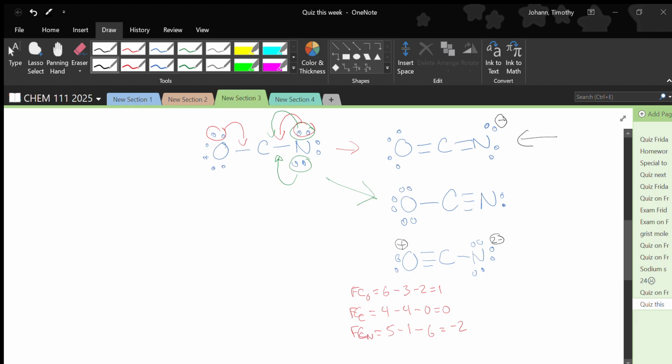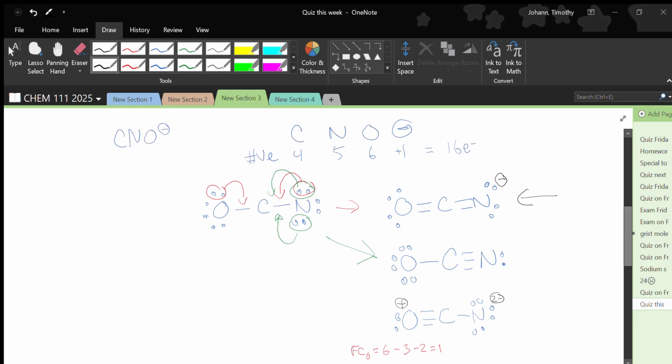By the way, when we talked about the original molecule here, it had a charge of -1. All our formal charges have to add up to -1. So if you do formal charges and it doesn't add up to the total charge of the molecule, you made a mistake. So that's a good check of whether you made a mistake or not.